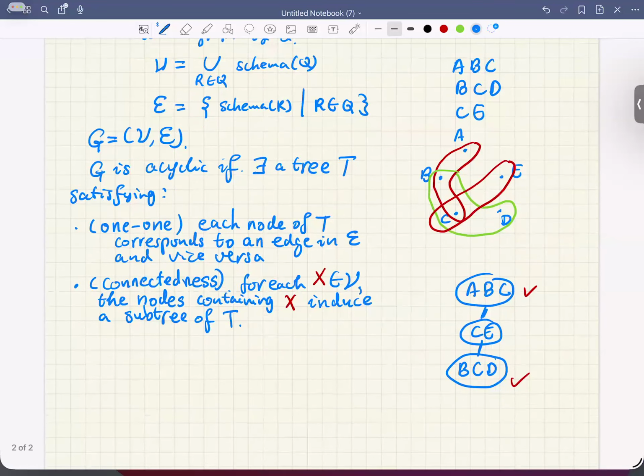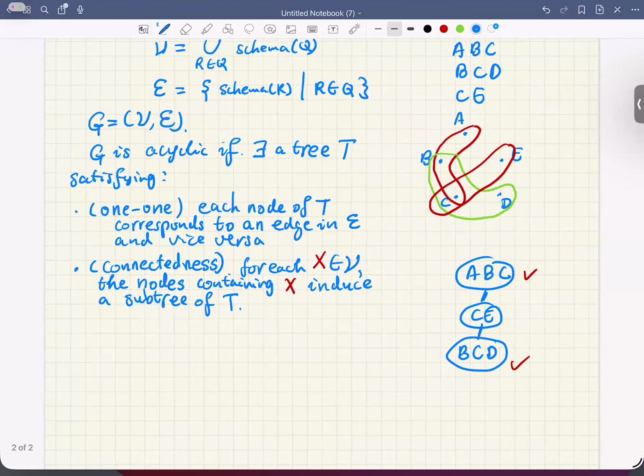Sorry, I just want to make sure I understand the question. So what are the nodes containing X here? The second and the middle two. Okay, so you want the middle two, okay?